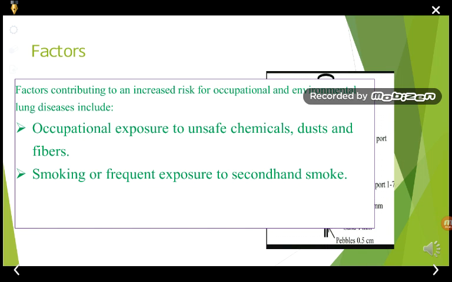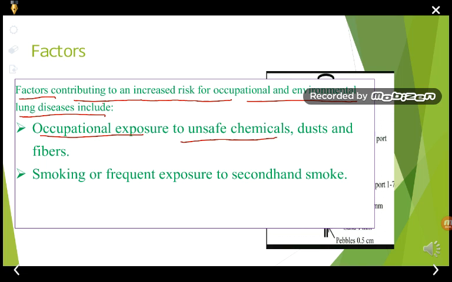Coming to the factors, the factors contributing to the increased risk of occupational and environmental lung diseases include occupational exposure to unsafe chemicals. When a person is continuously subjected to unsafe chemicals such as certain hazardous gases, or certain dust and fibers, the lungs get injured. Sometimes smoking or frequent exposure to second-hand smoke may also cause lung injury.